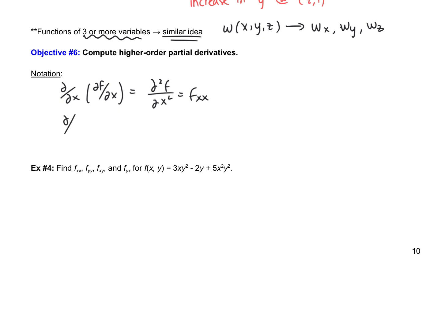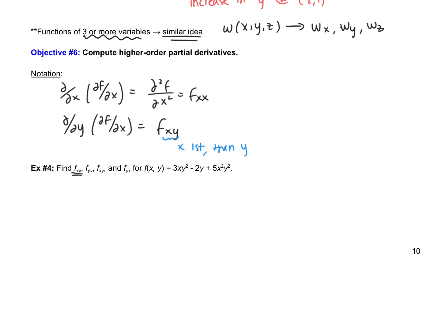Or I might take the derivative with respect to y of the derivative of f with respect to x. And that's written as f of xy. So then again, what this notation means is take the derivative with respect to x first, then y. So let's do some examples just so that we can get our head around this notation.